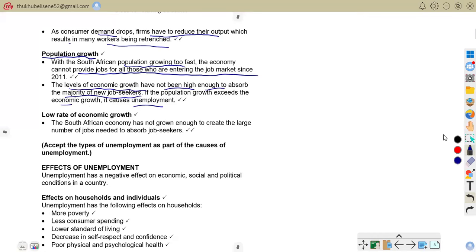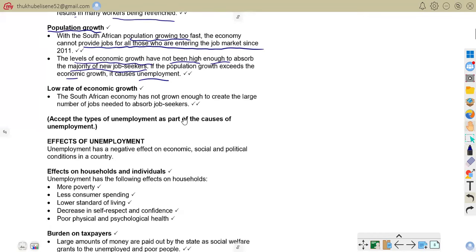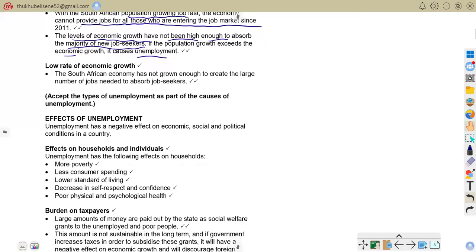Now we come to the low rate of economic growth. We are simply talking about when the economy grows slowly, businesses do not expand and create new jobs. That's what it means.